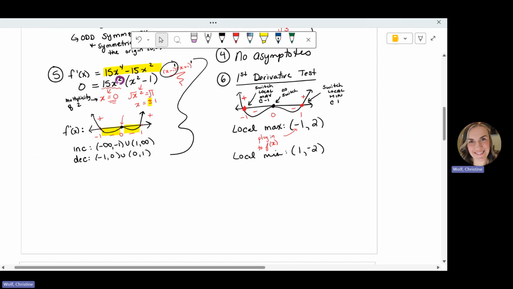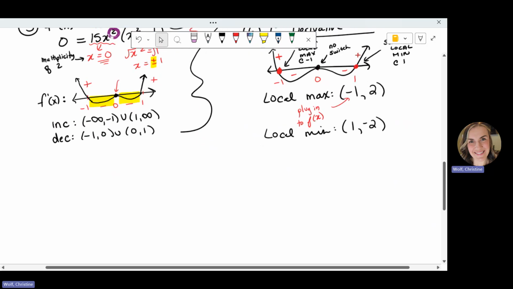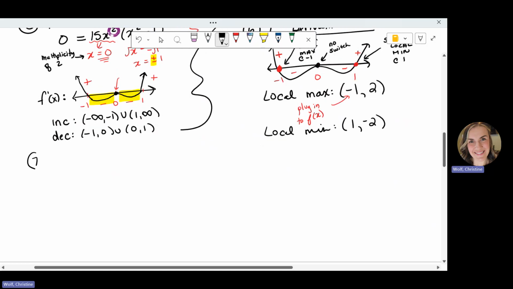We're getting there. Am I running out of space? I am. Okay, we have 2 steps left. Step number 7, I can do right here. And then step number 8, the graph, I'll do right beside. Okay, so step number 7 is concavity and inflection points.